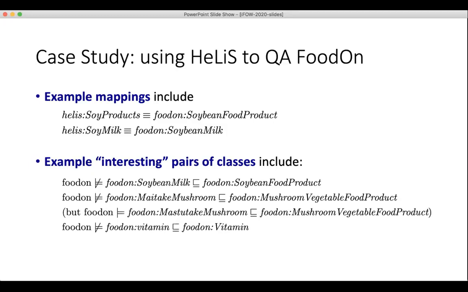Another example was maitake mushroom, which isn't a mushroom vegetable food product in FoodOn alone, but it is if we use the union ontology. Basically there seems to be some inconsistency with the way individual mushroom types are classified in FoodOn. Some of them are classified in the food source hierarchy, and some of them are classified in the food product hierarchy. And finally, we noticed that there were a whole bunch of suspicious things around vitamins. When we look closely, we discover that FoodOn has multiple vitamin hierarchies with different spellings and capitalizations. So there's definitely something going on there.